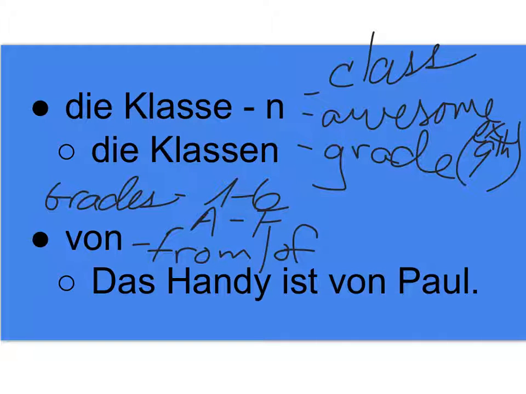Do you remember what das Handy means? Cell phone. Good. So das Handy is von Paul. What does that mean? Yeah. So it could be construed two different ways. The cell phone is from Paul, like it's been gifted to you from Paul or whatever, or it is Paul's cell phone. Right, Eric? Okay.